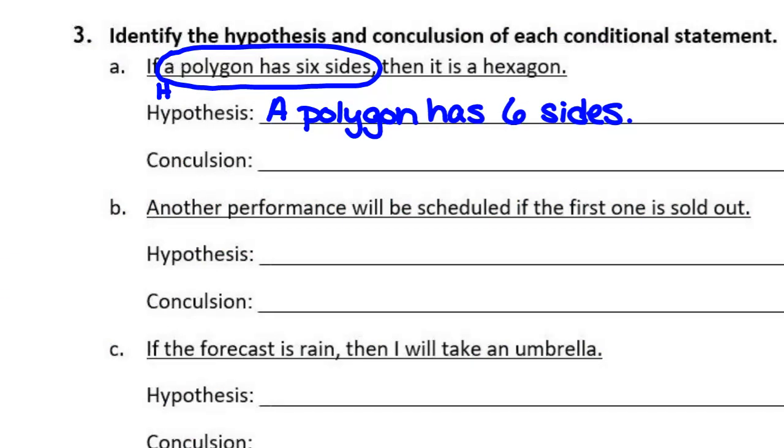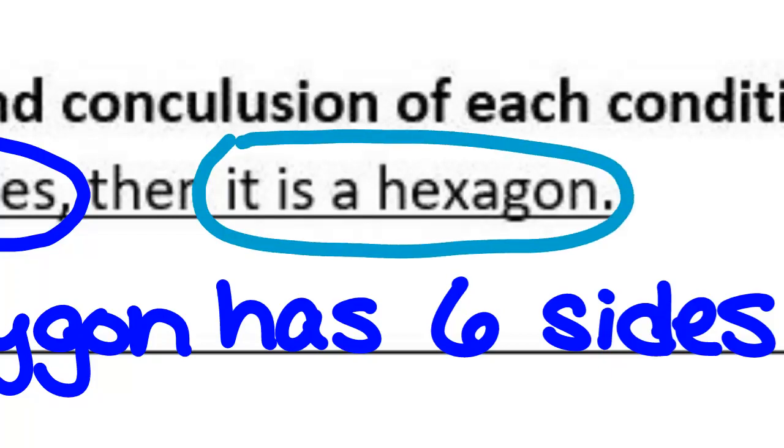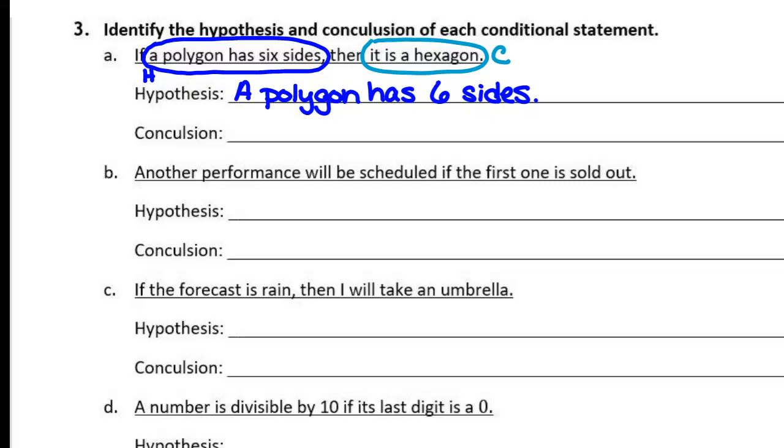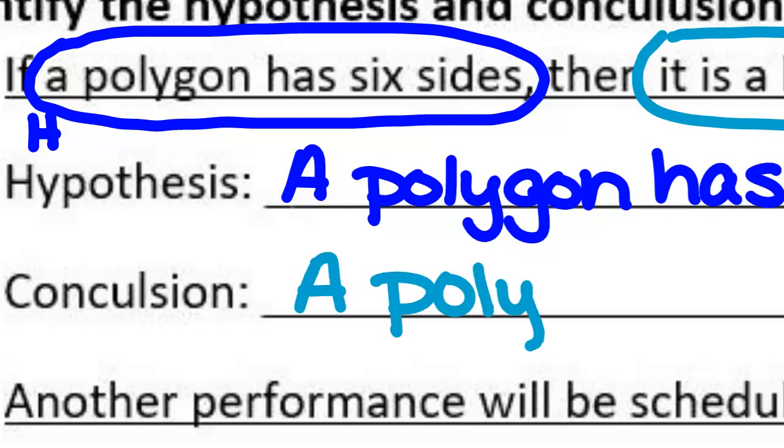After the word then is my conclusion, and I only have one problem with this. If I walk up to somebody and I say, it is a hexagon, they're going to say, what's it? What is the subject of this sentence? If a polygon has 6 sides, then it is a hexagon. What do they mean by it? The polygon, yes. So my conclusion would be a polygon is a hexagon.